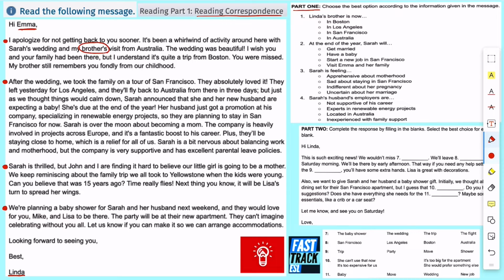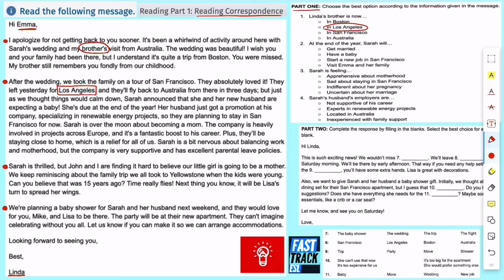So probably the brother went there as well. They absolutely loved it. They left yesterday for Los Angeles and they'll fly back to Australia from there in 3 days. Okay, so 3 days later, they're going to fly back to Australia. Where are they right now? They are in Los Angeles. So the correct answer is B, Los Angeles.